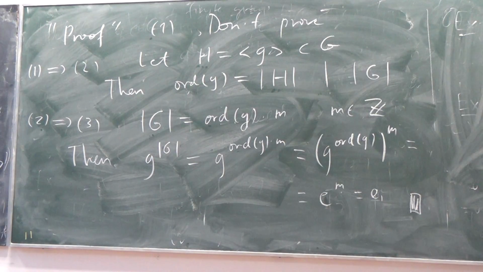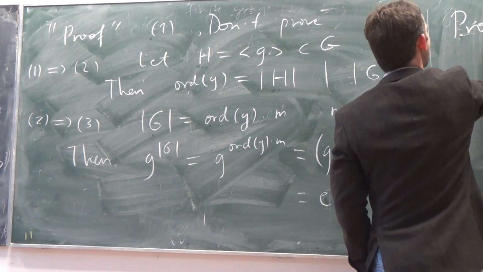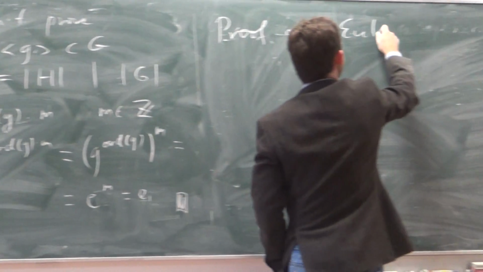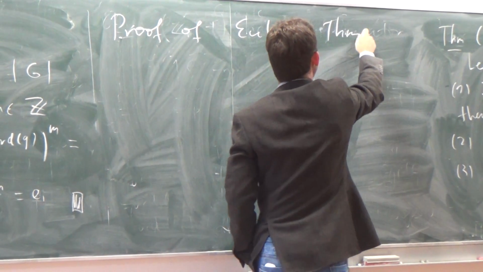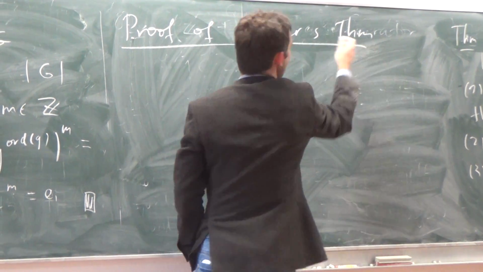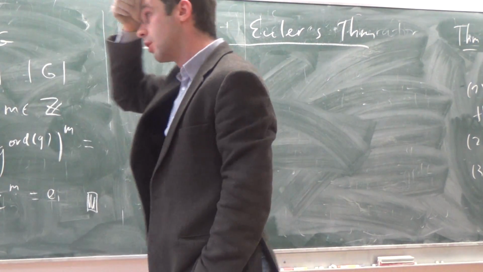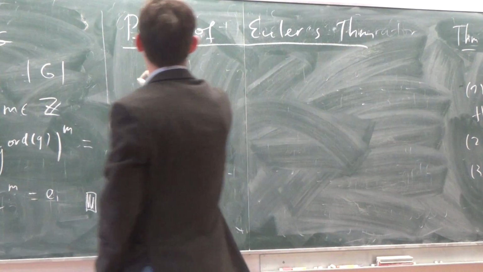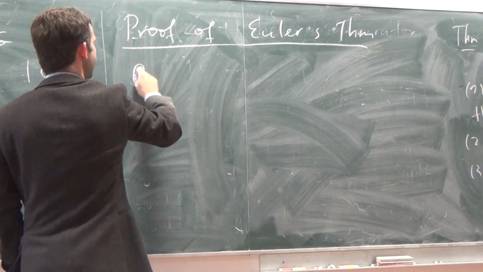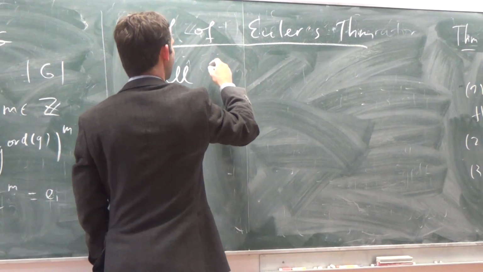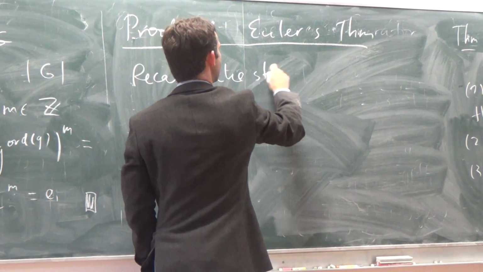Okay, but now we have enough machinery to just prove Euler's theorem in one line. Let's do this. So, proof of Euler's theorem. First, recall what the statement was. We have been doing some more formal business, so maybe we've forgotten what the statement is. So recall the statement.